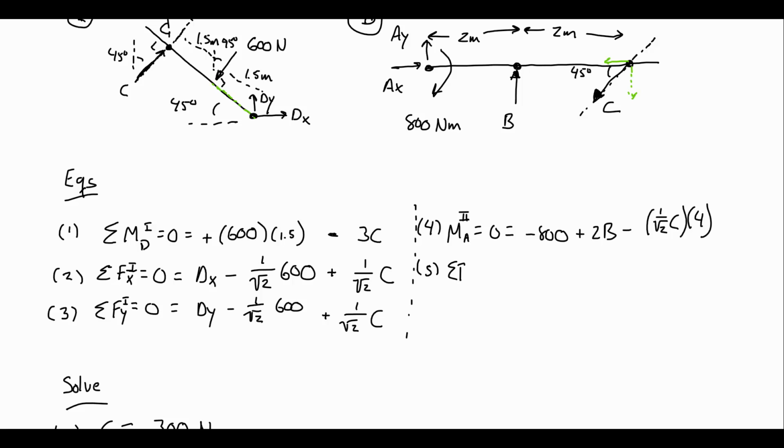Now I can proceed with force equations. Let's do x direction is going to be my AX minus 1 over root 2 times C. And again, I already know C, so I can find AX easily from that. And then the y direction, I will have AY, I'm assuming is up, B, which I will already know by this point, minus the vertical component of C, which is 1 over root 2. And again, by this point I will know C and I will know B, so AY will be easy to find.